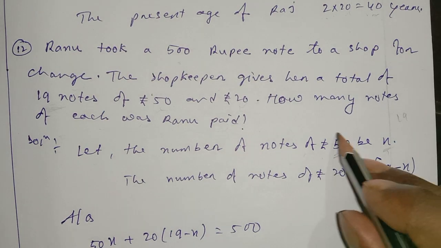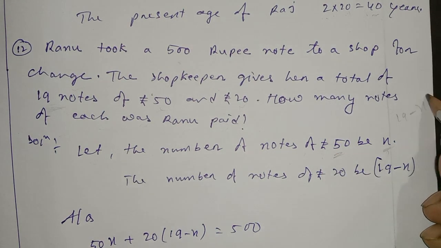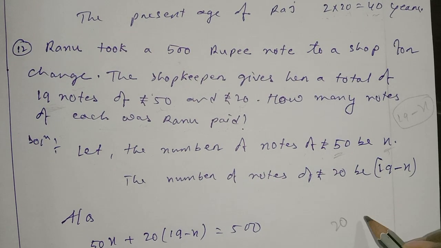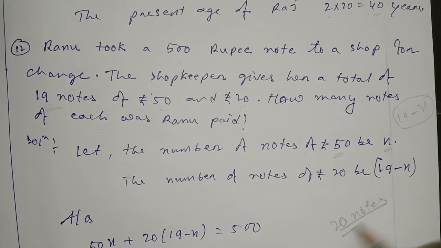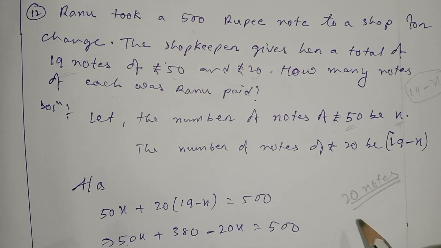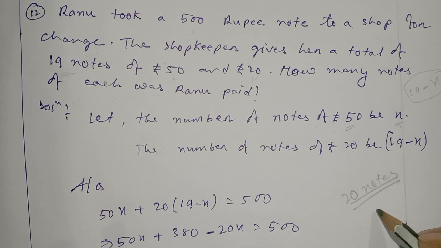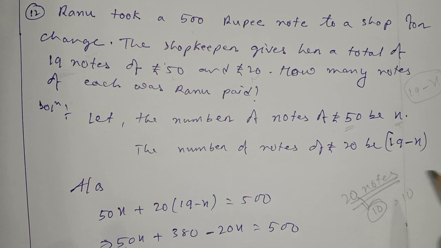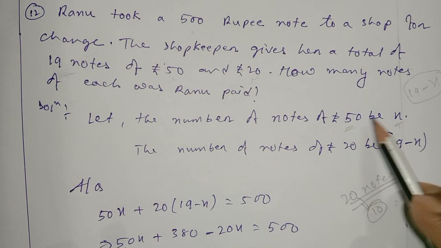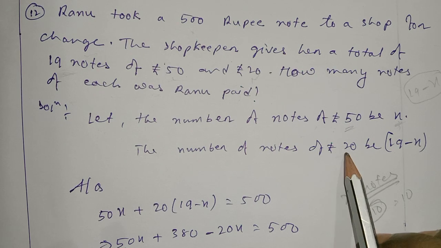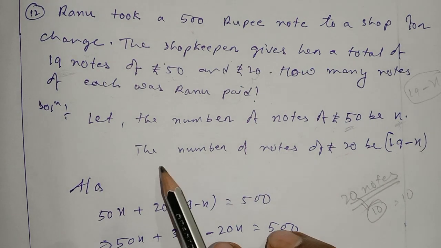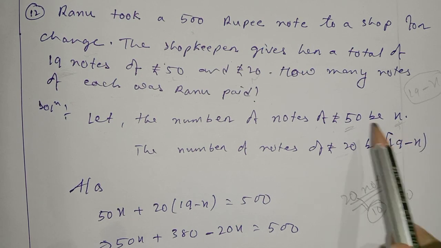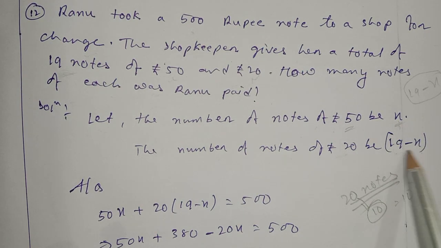Whatever the number of 50 rupee notes, we subtract from 19, and what remains is for the 20 rupee notes. Suppose you have 20 notes, and from that you pay 10 notes. Then how many notes remain? 20 minus 10, so 10 will remain. Same condition: total is 19, and if the 50 rupee notes are x, then the 20 rupee notes are 19 minus x. So the number of notes of rupees 20 is 19 minus x, because the total is 19 and the number of 50 rupee notes is x.